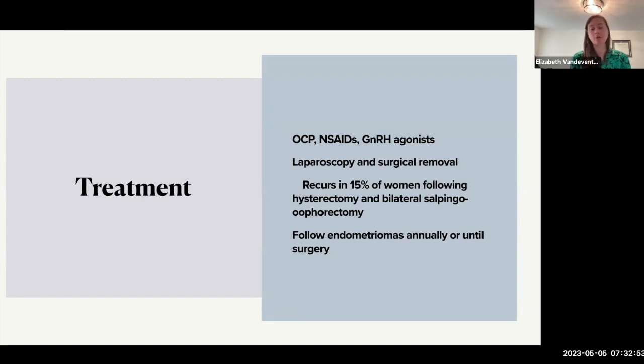For us in radiology, we tend to follow endometriomas annually, just to make sure that there's no sort of solid components that are developing, which would raise concern for malignancy. And then typically, if these patients go to surgery, we will not follow them anymore unless they have new or developing symptoms.